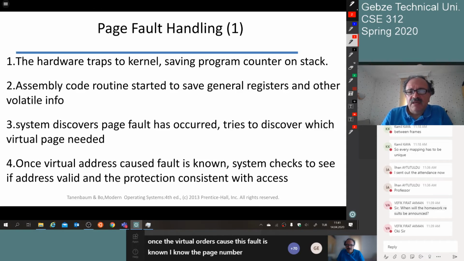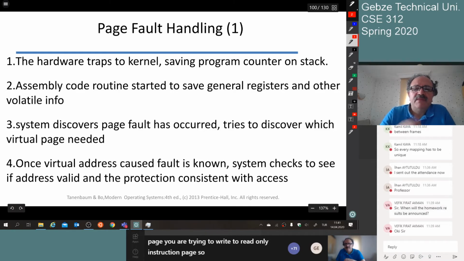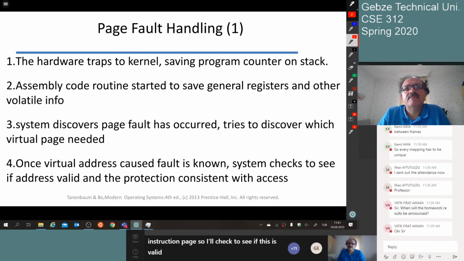Okay, so the system immediately checks to see if the address is valid. I mean, that might be an invalid address, a very bad address, an address that is out of your access privileges, or maybe you are trying to write to some location that is not writable, that's not modifiable. Maybe a read-only instruction page, you are trying to write to a read-only instruction page. So it checks to see if the address is valid, and also if the protection is consistent with the access.